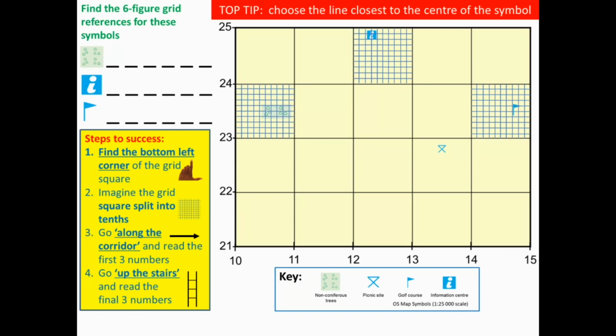So step 1, find the bottom left corner of the grid square that you need. Step 2, imagine the square is split into tenths, and I've helpfully put the tenths squares on there for you. Step 3, go along the corridor and read the first three numbers, and then go up the stairs and read the final three numbers. So there are 3 six-figure grid references to find, and that is for the non-coniferous trees, the information centre and the golf course. So try your best, and we'll come back in a little while and have a look at the answers.